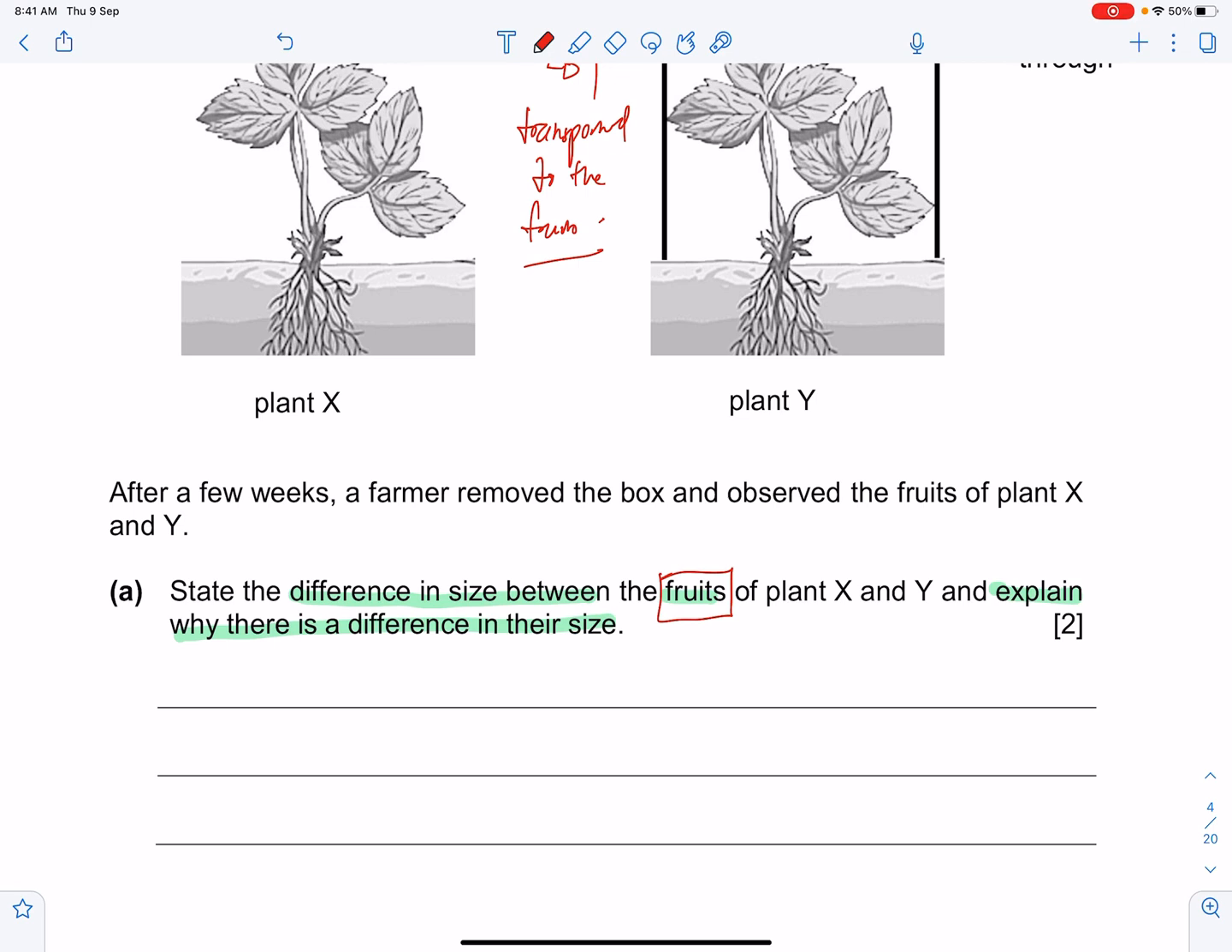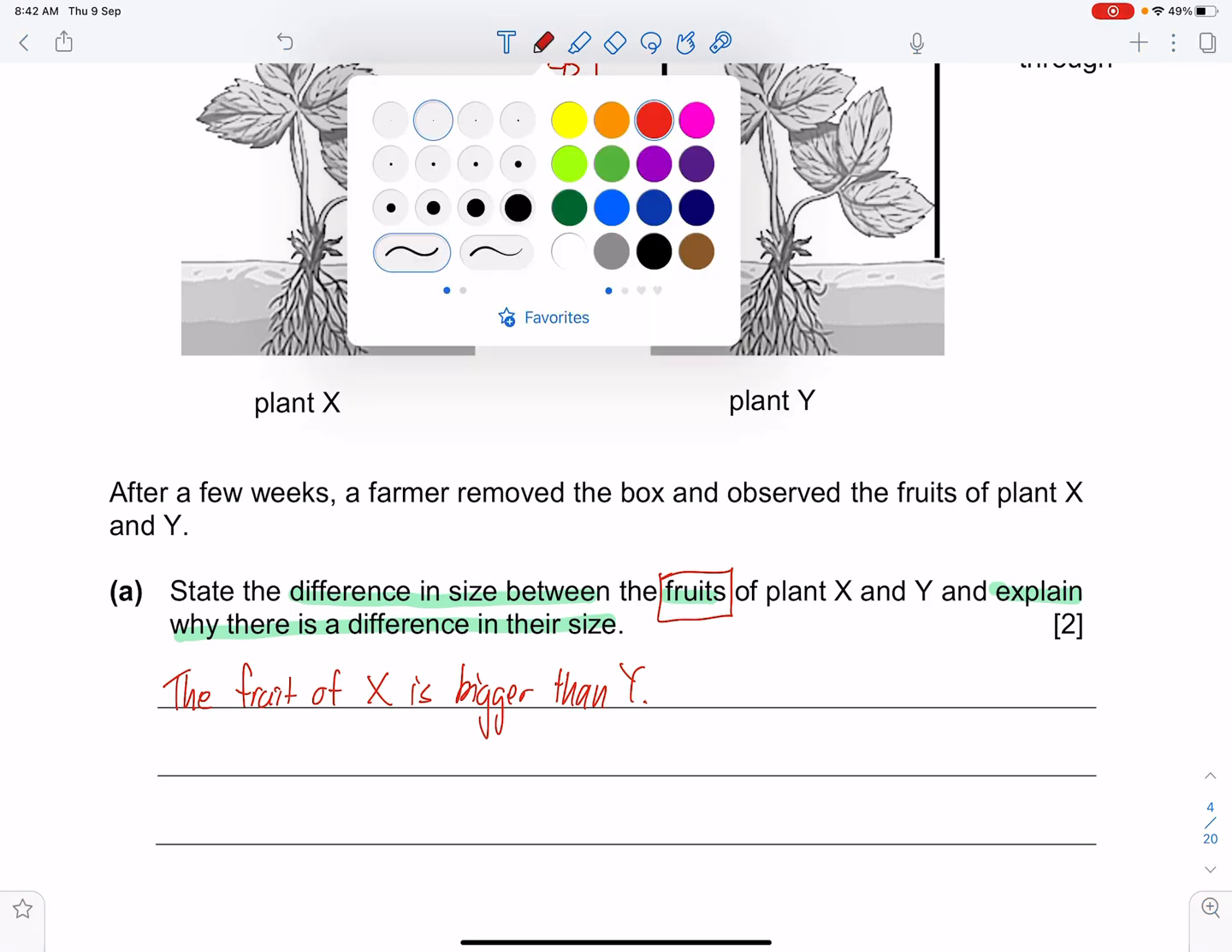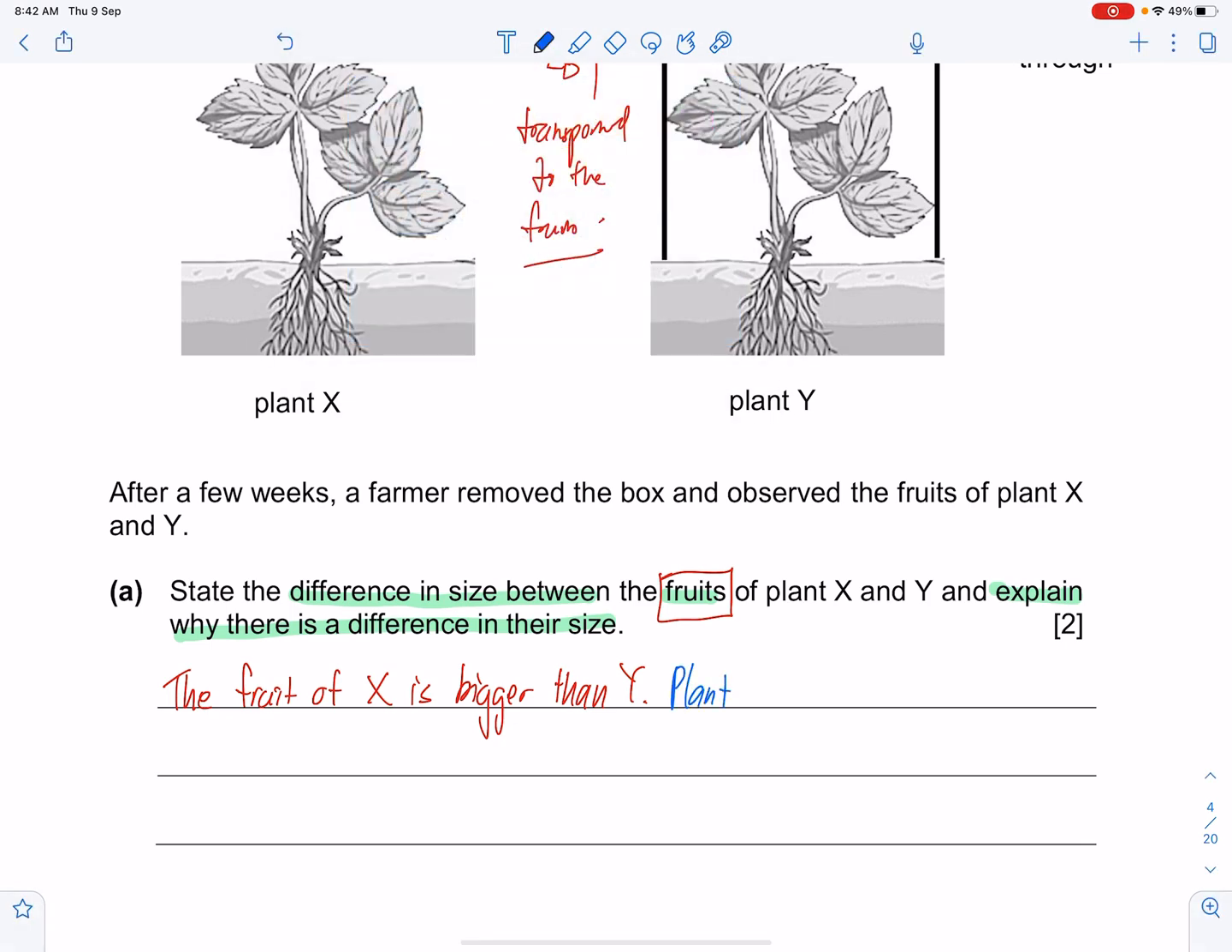Okay, so the fruit of X is bigger than Y. So straight away jump in. Okay, so I'm going to use different colors to show you different points. So plant X. Okay, one thing, if you are talking about X, can you please all talk about X? Don't halfway talk about X already, then switch to Y.